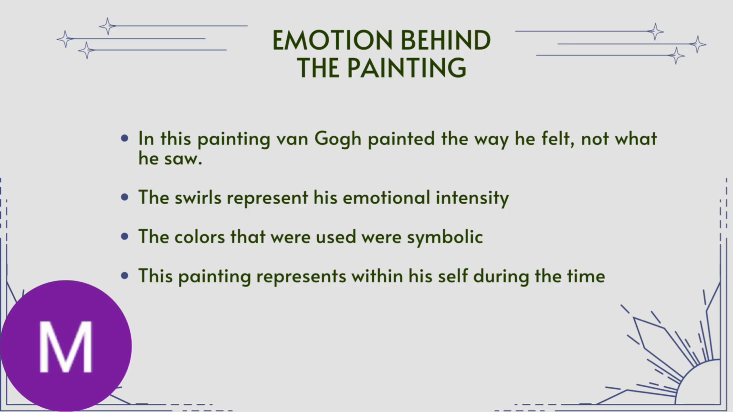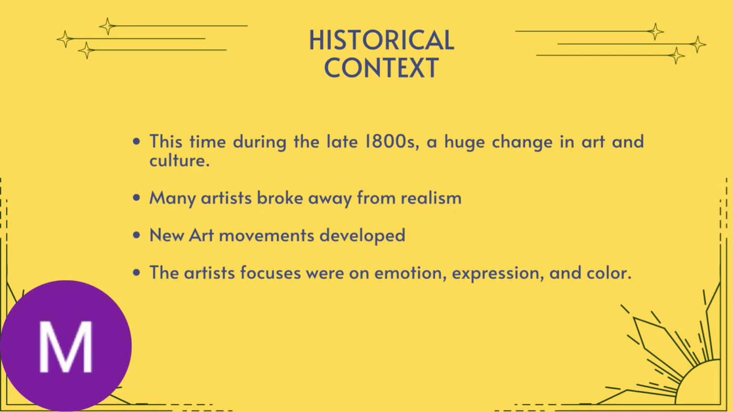The swirls in the sky represented the emotional intensity within, and he tried to make the sky look full of life and movement. The colors were used as symbolic to help make it stand out and give it a dramatic feeling. It represents how Van Gogh felt with himself during that time.